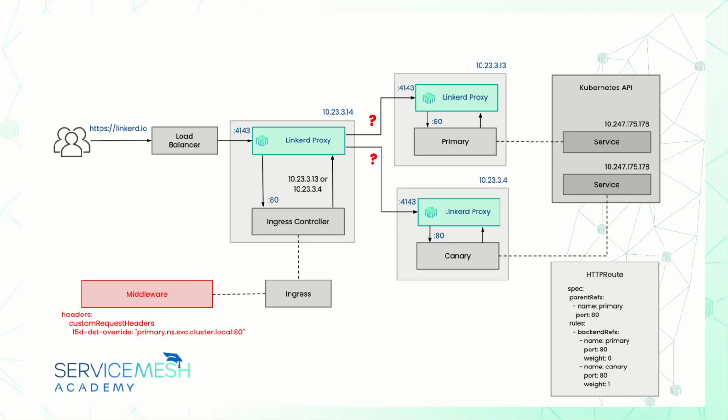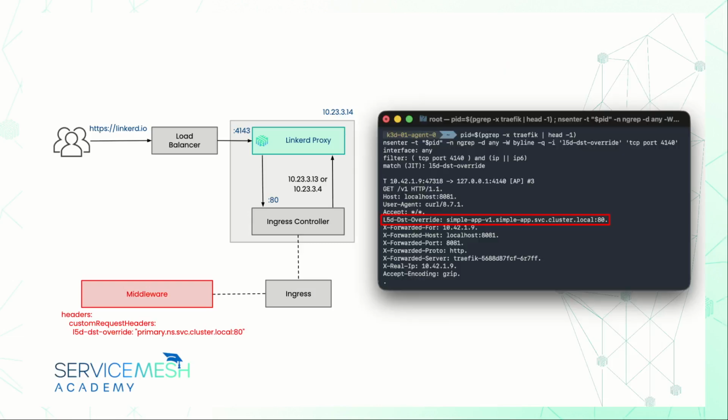Because we added this header and we have Linkerd in ingress mode, Linkerd will ignore the pod IP and will resolve against the primary. So the proxy will get the policies for this HTTPRoute. It will see, okay, all the traffic that is targeting the parent ref, in this case the primary service, has to be routed to the canary. So it will apply the policy and send the request to the canary.